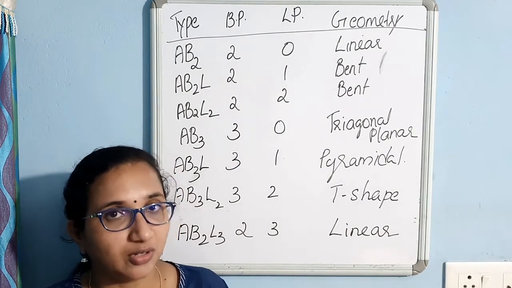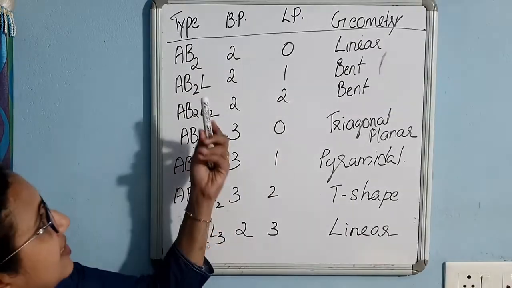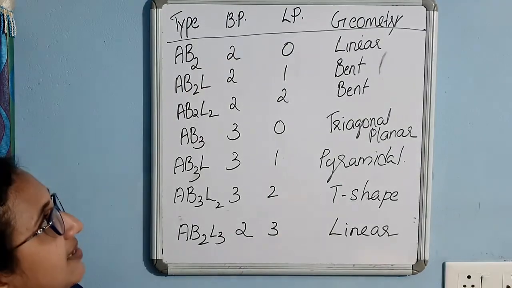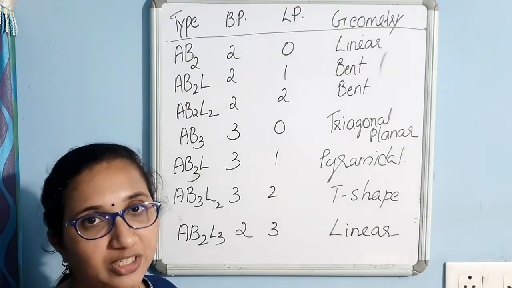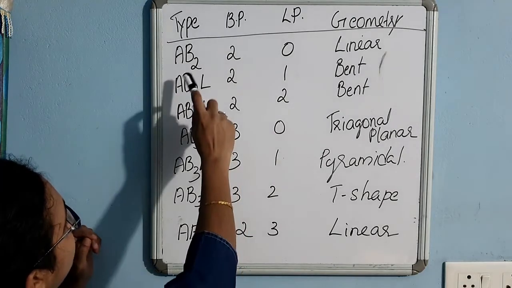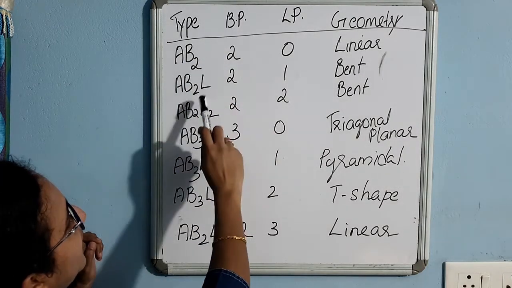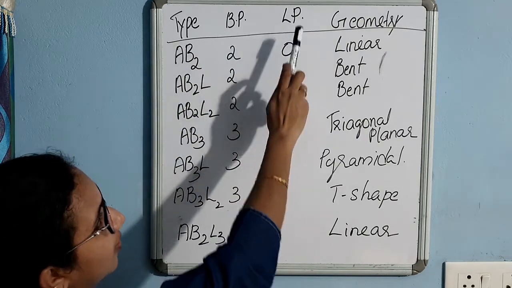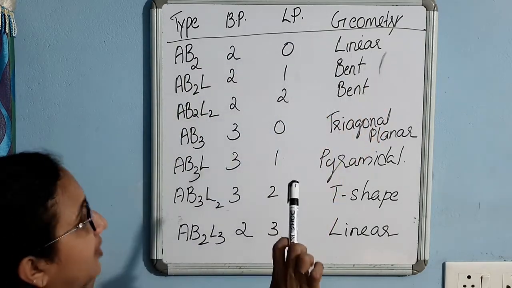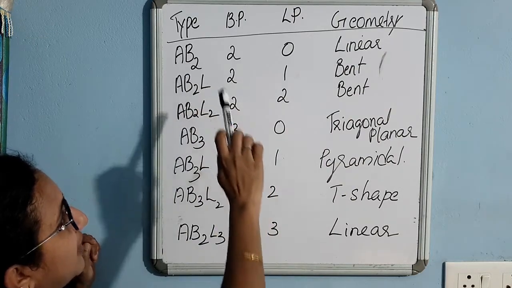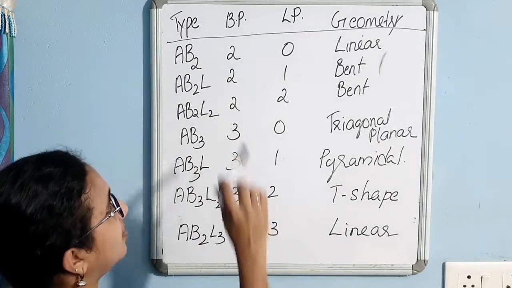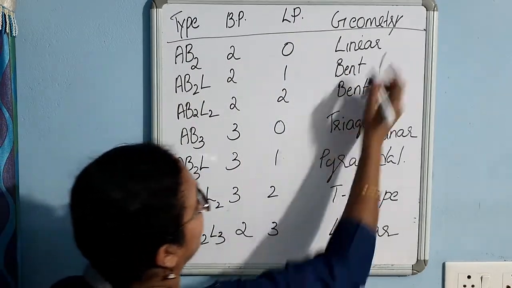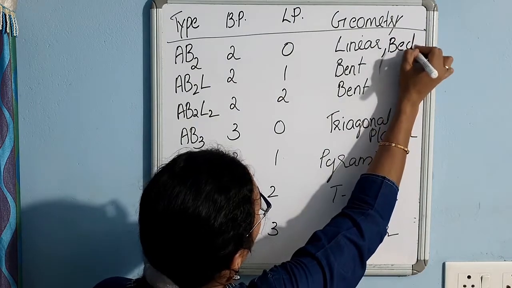Now let's conclude all these. We can see the different types of molecules having different numbers of bond pairs and lone pairs and their corresponding geometry. So this represents the type, that means AB2, AB2L. Here B represents bond pairs and L represents lone pairs, and their corresponding geometry. For AB2 type, that means only 2 bond pairs, no lone pair, so the geometry will be linear. Example, we have seen beryllium chloride molecule.